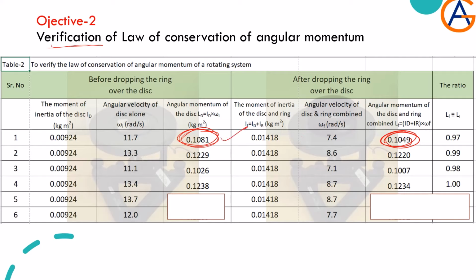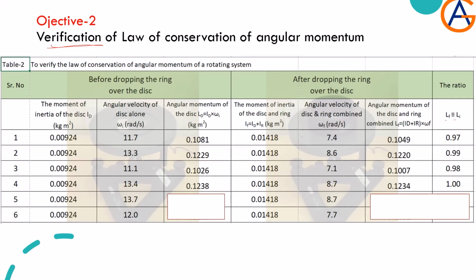As they are close, let's take the ratio of final divided by initial. In this case we have taken the final divided by the initial, and we got the answer 0.97, which is almost equal to 1. If the ratio is 1, it means both are the same. Here the values are almost the same, so we can say angular momentum is conserved.